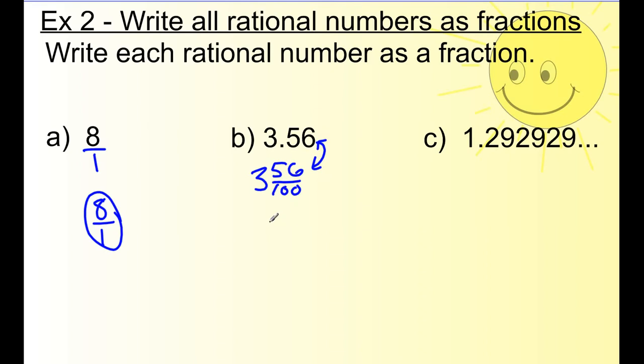But the way that I usually do this is, well, first off, this whole number 3 is still going to be a whole number 3. And the way you change this second part into a fraction is you take these numbers, 56, and put it on the top part of the fraction.